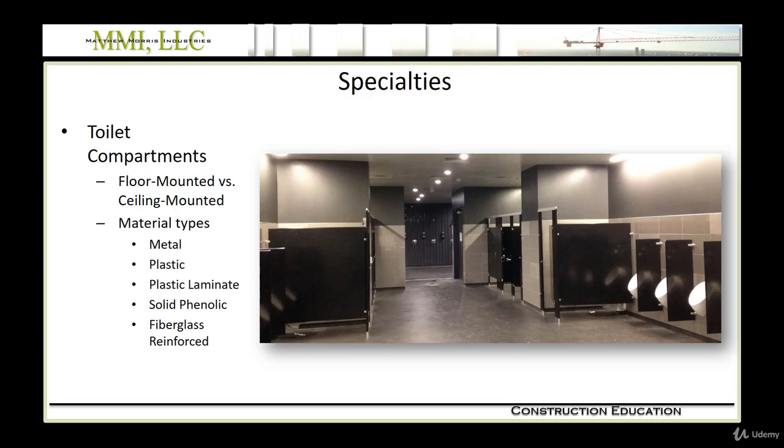And then the next variable is which material type you would want. There are any number of options. The first option would be metal, and in my experience this is the most typical. Metal tends to be powder-coated galvanized steel, for example, but you could also do stainless steel. Your next option would be plastic, and this would be high-density polyethylene, or HDPE, a solid molded plastic panel. Your next option would be plastic laminate, followed by solid phenolic, which is resin-impregnated kraft paper. And your last option would be FRP, or fiberglass reinforced panels.